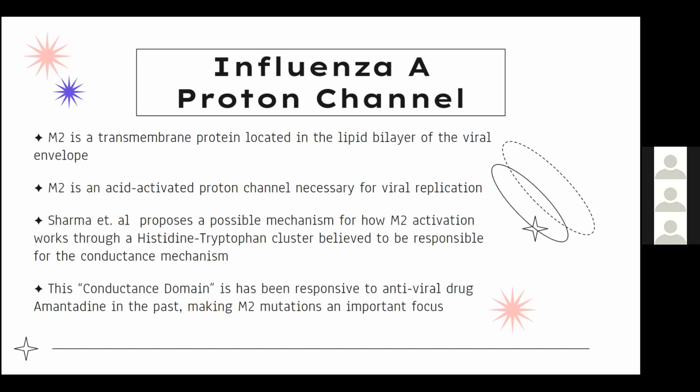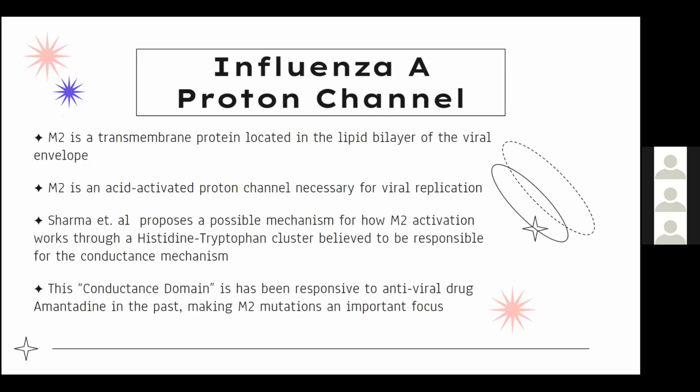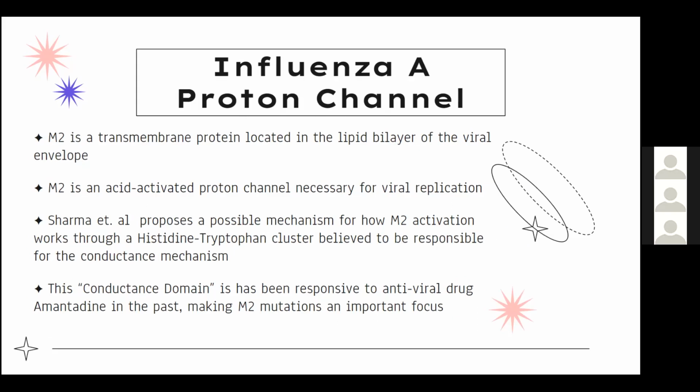So M2 is the star player here. It's a transmembrane protein on the viral envelope, and it's acid activated and necessary for viral replication. The mechanism proposed in this study relies on a cluster of residues believed to be responsible for conductance. Proton conductance is a very fancy way of saying protons moving from outside of the viral envelope to inside of the viral envelope. And this sequence of residues has been responsive to antiviral drugs, and improved drugs are necessary for strains of influenza A that have been mutated and become resistant to the current antiviral drugs.